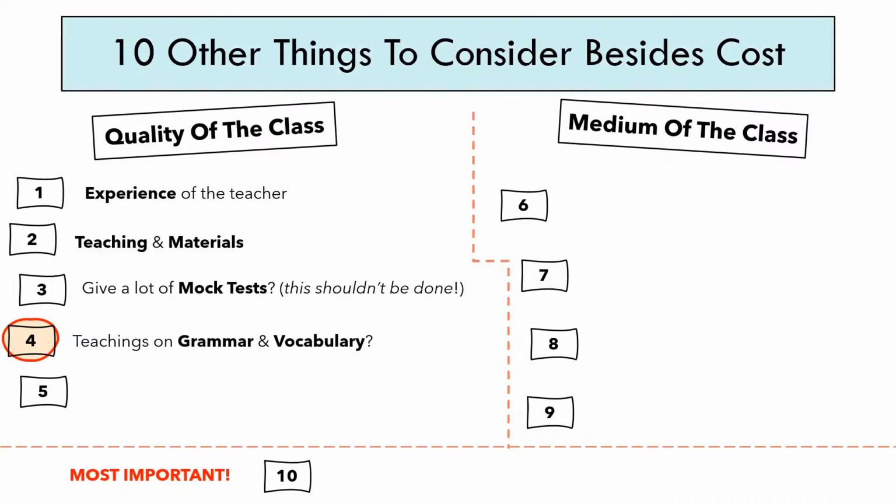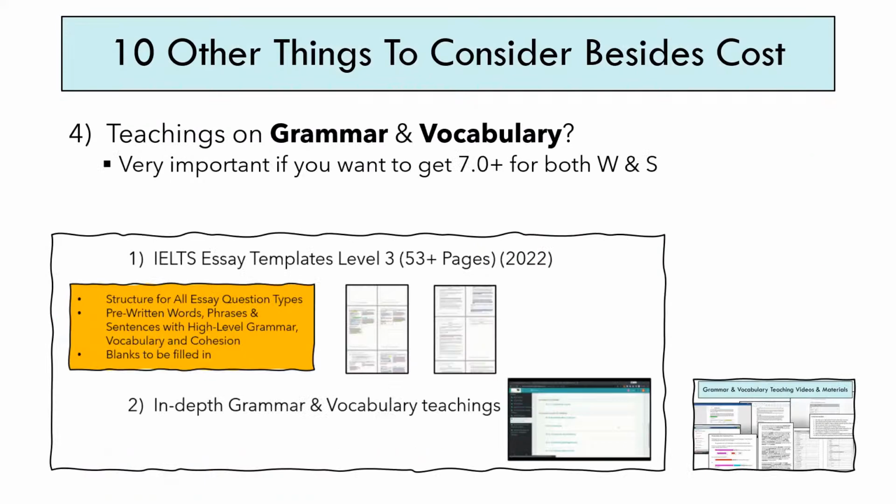And this gets me to the fourth consideration, teaching on grammar and vocabulary, okay? It's very important, as I mentioned. It's very important if you want to get 7 for both writing and speaking, and even if you don't want to get 7. The whole point is that if you are not a native English speaker, you better focus on your grammar and vocabulary. You better go to a class that also teaches you how to improve your grammar and vocabulary. Most classes don't really focus on that.